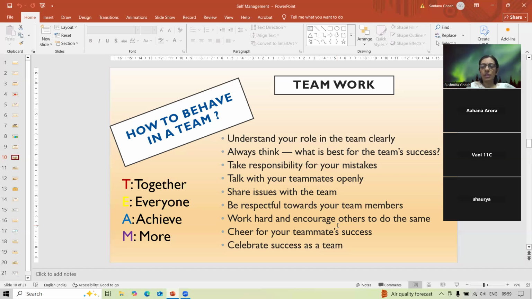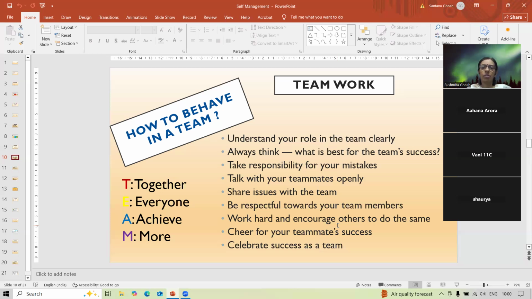You cannot brush aside the responsibility. Okay. So teamwork, being part of the team, is a skill to be learned with time. It's very, very important. And you don't work individually.